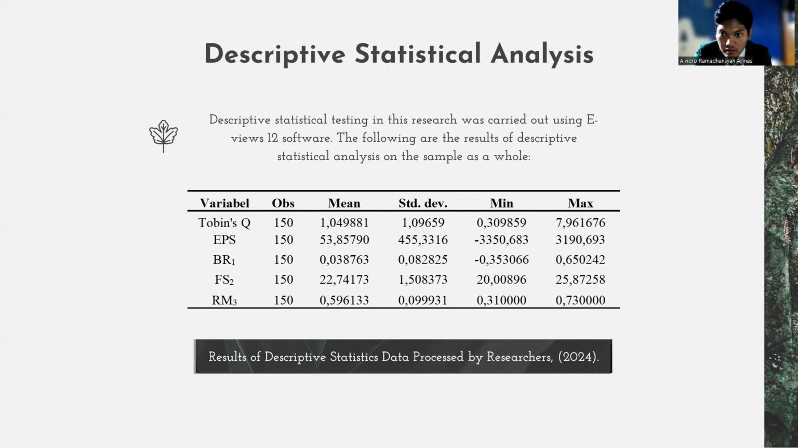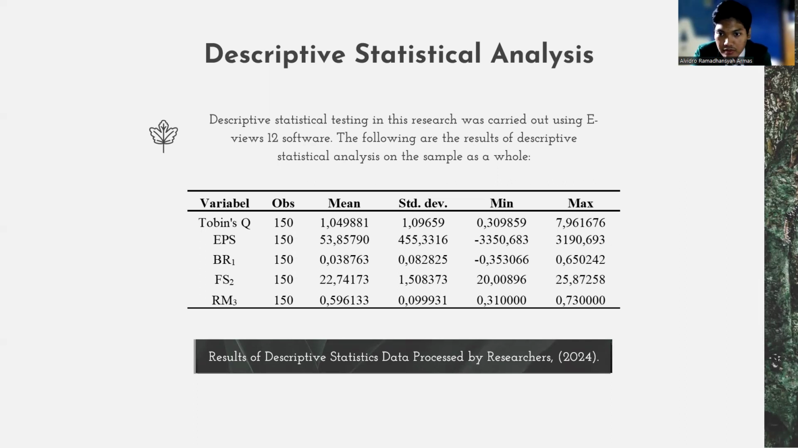So based on this table also, the biggest one among all the dependent and independent variables is EPS. The mean for EPS in the total of 150 observations is 53.85790, which is the biggest in all variables for this thesis, including the standard deviation, minimum and maximum.